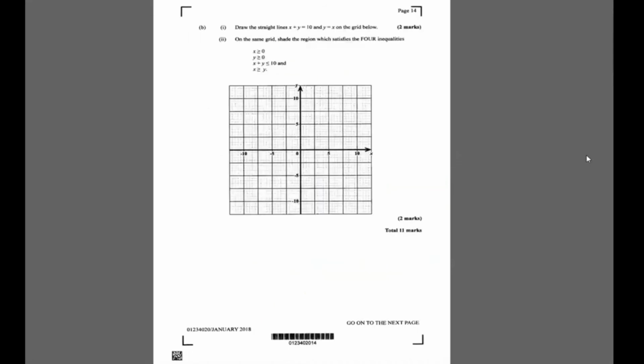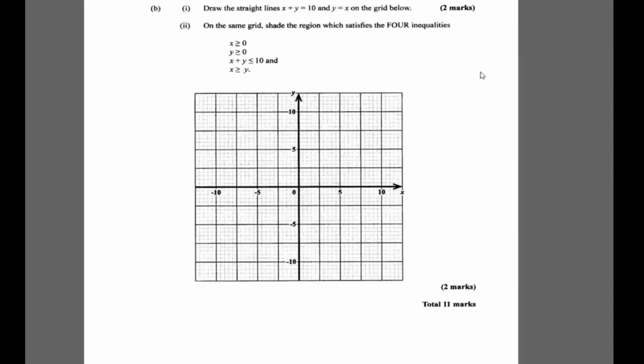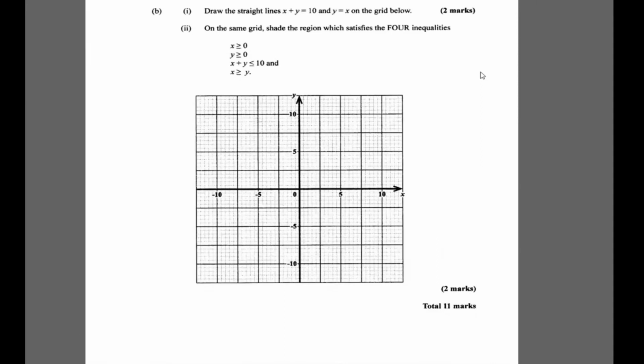All right, time for us to finish this question 4 now. It says x plus y equal 10, y equal x, and on the same grid shade the following regions. So this looks like a little bit of linear programming. It says x is greater than or equal to 0, y is greater than or equal to 0, x plus y is less than or equal to 10, and x is greater than or equal to y.